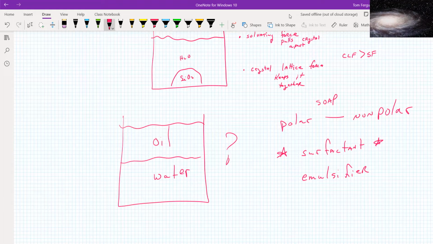Okay, and in biological systems, these emulsifiers are extremely important. Because your body is a big sack of water, most things can get out of water. That's why you should not put living things in a microwave. Because they're going to get out of water. And the microwave will speed up water molecules.